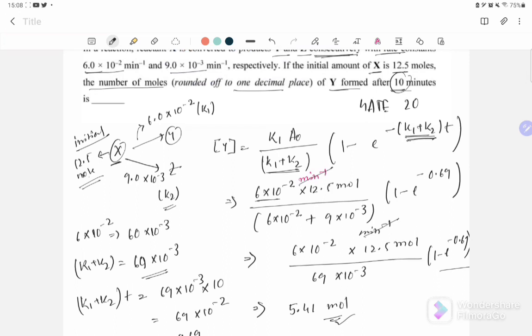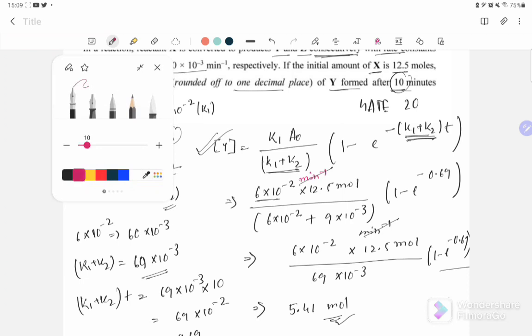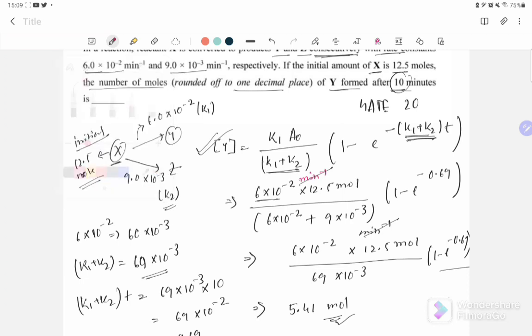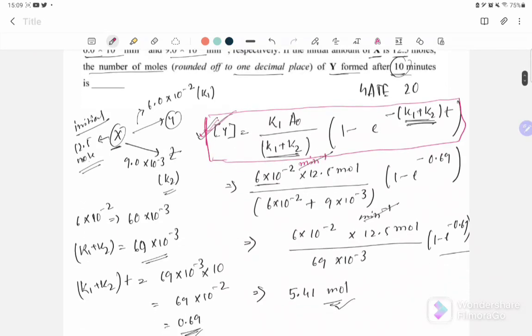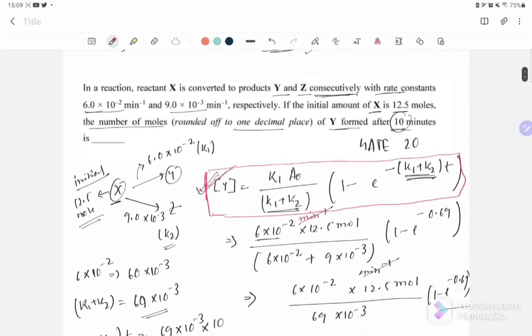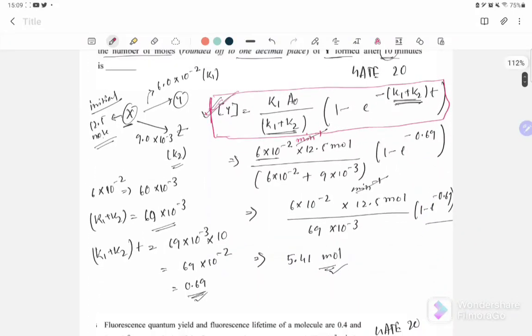So what is important for this question is this equation. If you remember this equation, it will be easy for you to do the question, because the derivation is quite large. So in the exam it will be helpful if you remember this one.